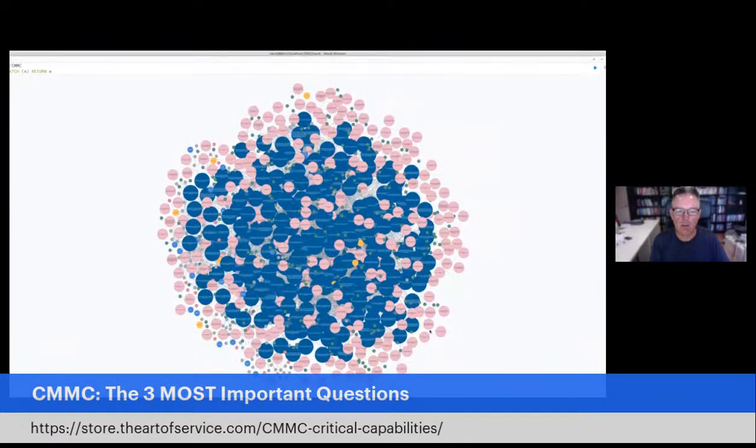So here you see the whole hairball popping up. That's the whole thing. A lot of pink ones. They're the questions related to the critical capabilities, to make sure that you have those in place. And the blue balls are the critical capabilities.